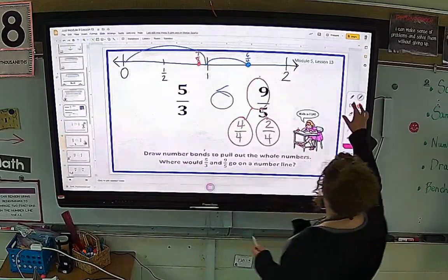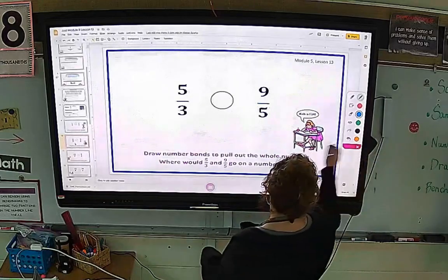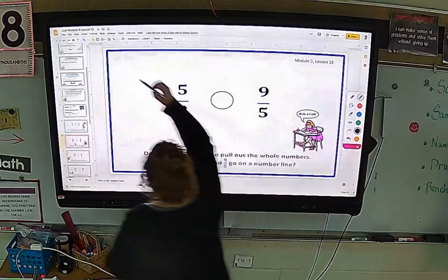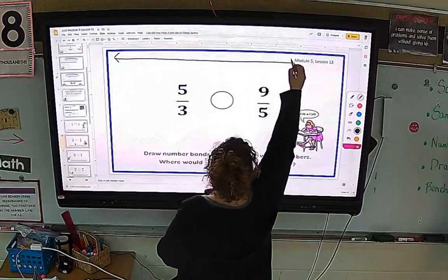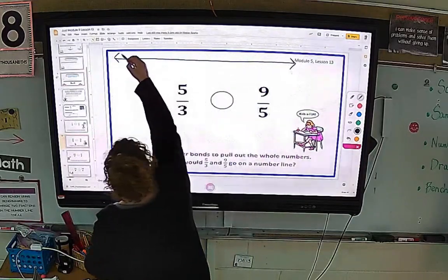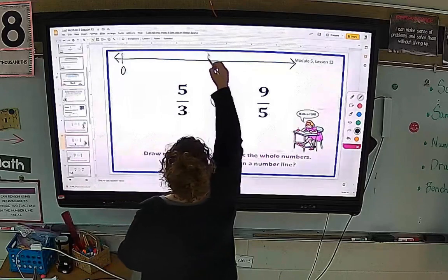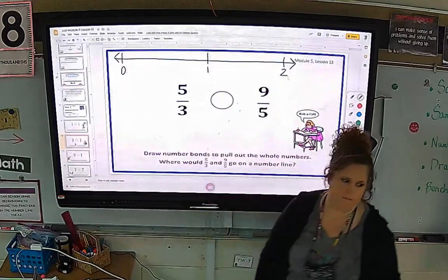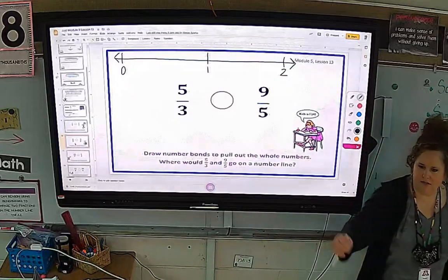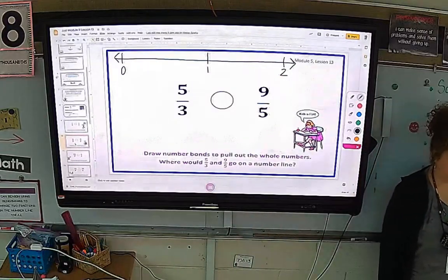We're still going to use that same size number line, so I'm going to put it back for being helpful to us. They're both improper. Okay, hold on. This is 0. This is 1, and this is 2. And we have that in case we need it. Which one's bigger?